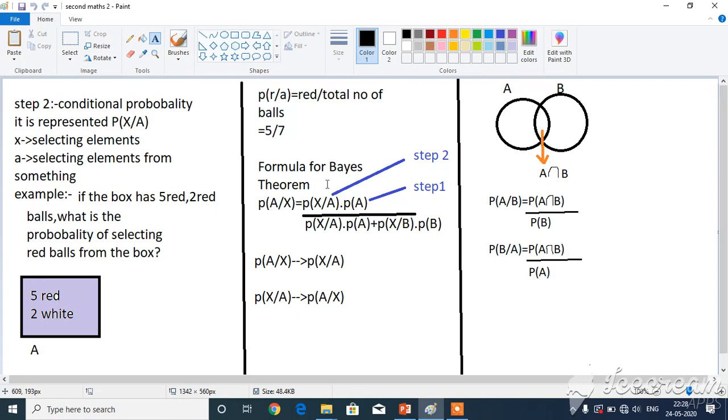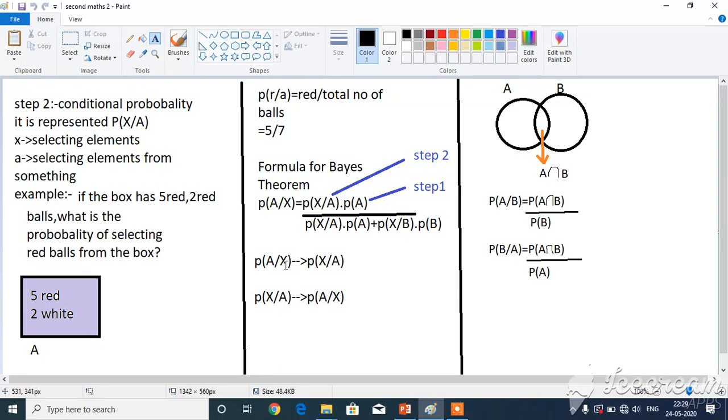So that's the formula. Before going to solve a Bayes theorem, first we have to know the normal probability and the conditional probability. Then it's very easy to solve. Here, in the formula P of A over X, we are finding the occurrence of A over X, where X is the sample space. P of A is step 1, the normal probability, which we know how to find. And P of X over A is the conditional probability, step 2. And divide by P of X over A dot P of A plus P of X over B dot P of B.